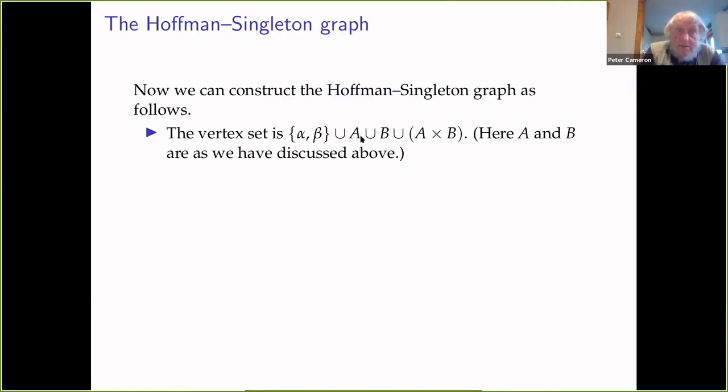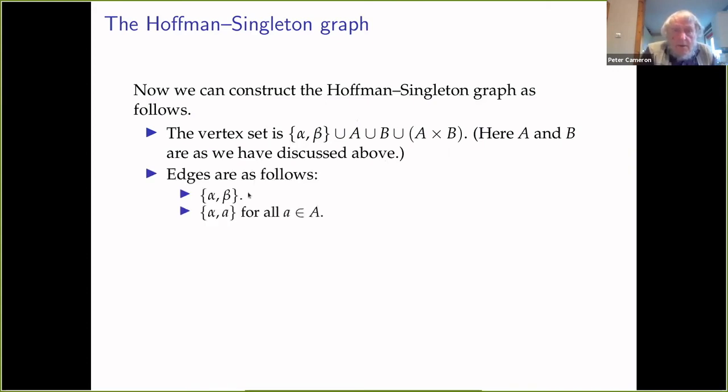So A is a set of 6 vertices of a complete graph. B is the set of 6 one-factorizations of that complete graph. And these are the edges. We join alpha and beta by an edge. We join alpha to all the points in A. So now alpha has valency 7 because it's joined to beta and it's joined to 6 points in A. And similarly, beta we join to the 6 points in B.